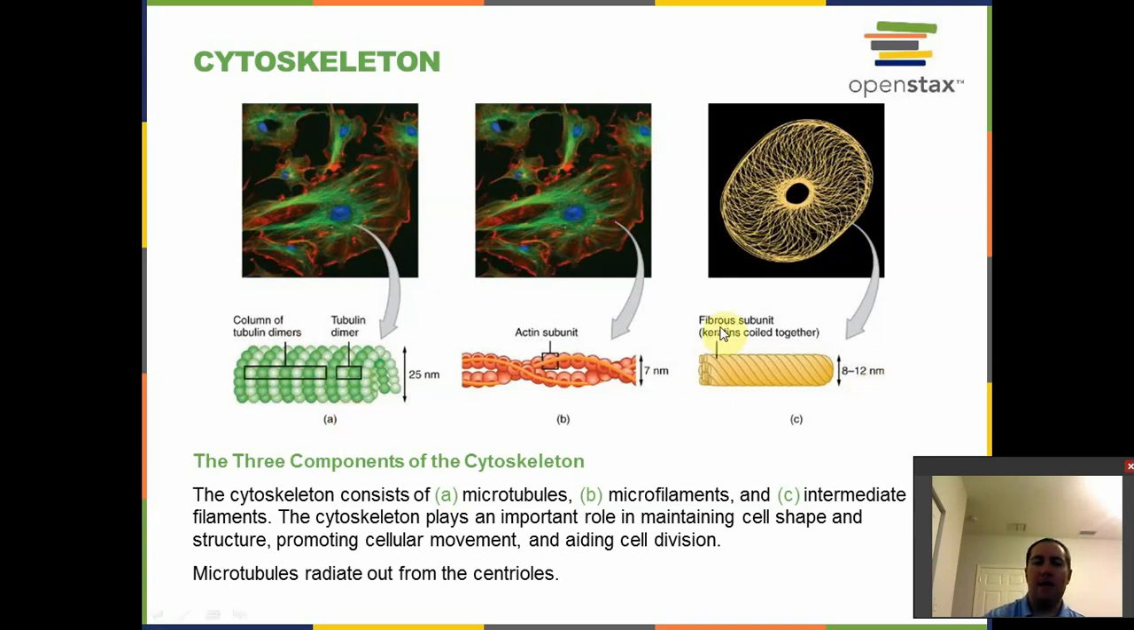Then we have the intermediate filaments. Intermediate means middle, right? So that's easy to remember. The intermediate filaments are the medium-sized ones, and they are made out of keratin. This is kind of a mixture of the structure of the other two. We have a whole bunch of strands, but it's twisted together like the microfilaments.